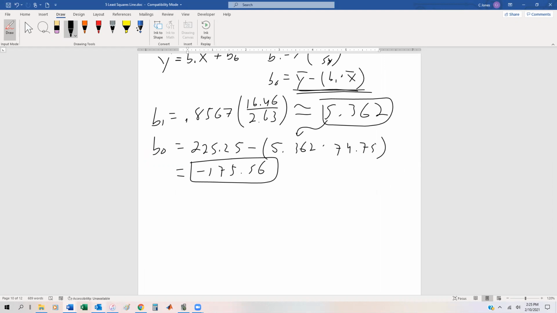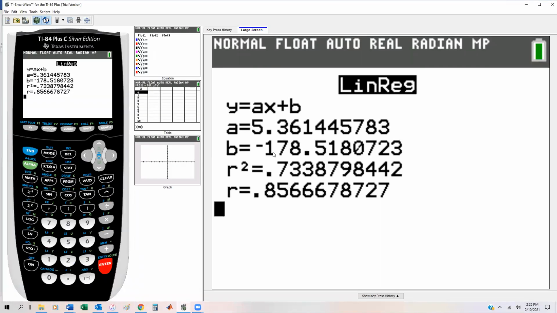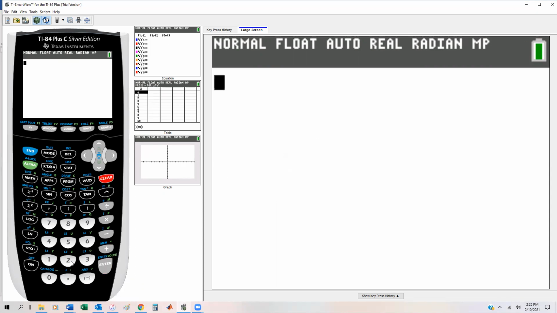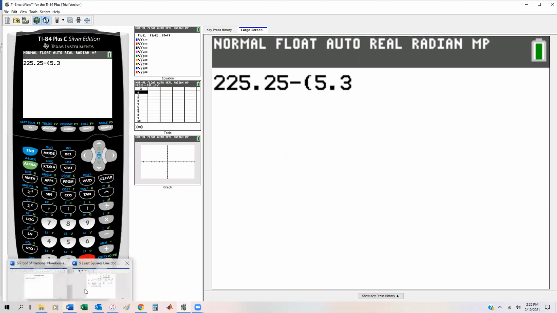And then for our B naught, it looks like the calculator says negative 178.51, and we got negative 175.56. It might have been due to a rounding error or something like that. Let me compute it again just one more time, just to make sure I didn't make any mistakes. So 225.25 minus, and we had 5.362, I think. Let me check really quickly.